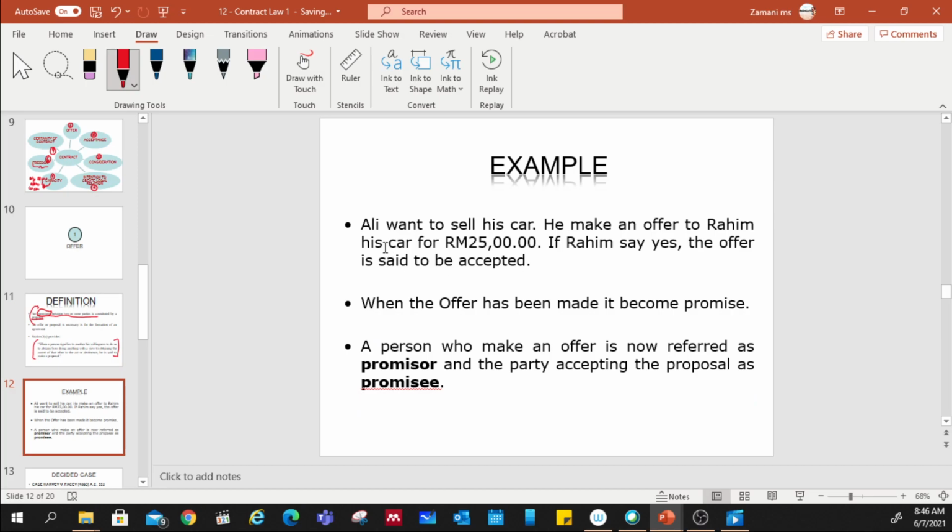Example: Ali wants to sell his car. He makes an offer to Rahim to sell his car for 25,000. If Rahim says yes, the offer is said to be accepted. When the offer has been accepted, it becomes a promise. The person who made the offer is referred to as the promisor, and the party who accepts the proposal is referred to as the promisee.